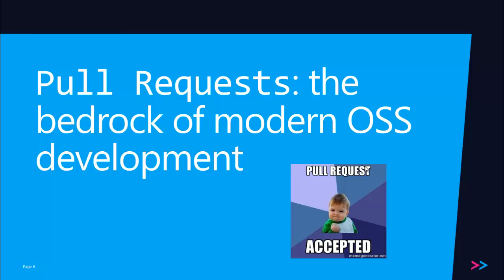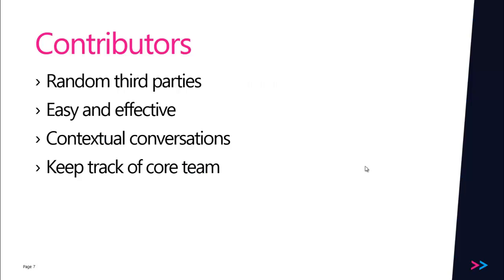Now, to try to understand why this is, it's probably worth looking at the behaviors that pull requests kind of result in. Firstly, if we look at contributors, typically these are going to be random third parties. Pull requests make it really easy for them to contribute to the software, and it's really effective at getting their changes merged in. It's easy because all they have to do really is fork the repository, push some commits, click on a single button, and you pretty much have a pull request.